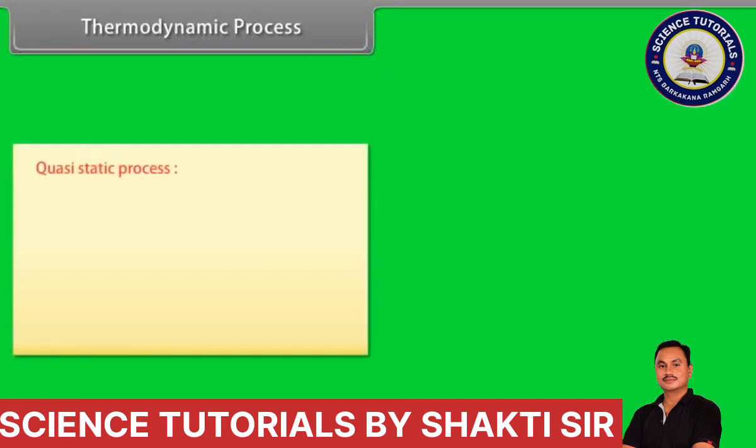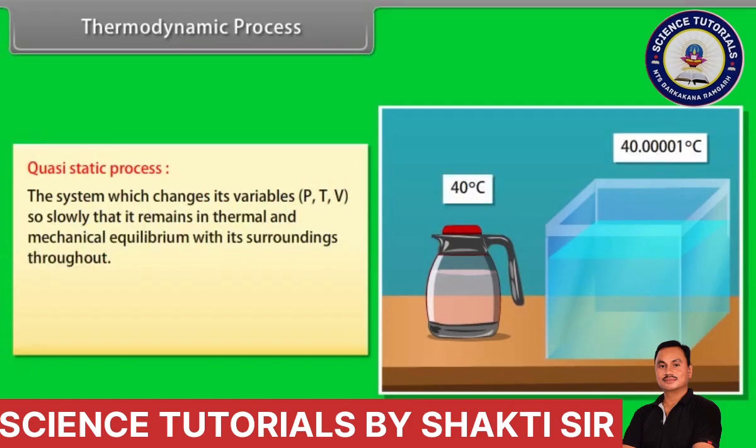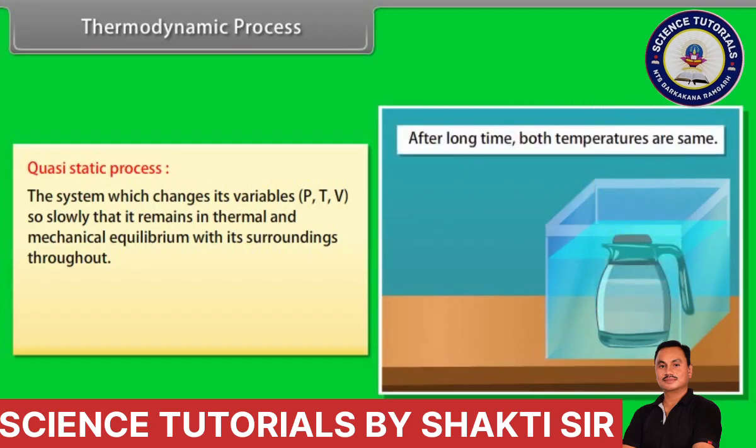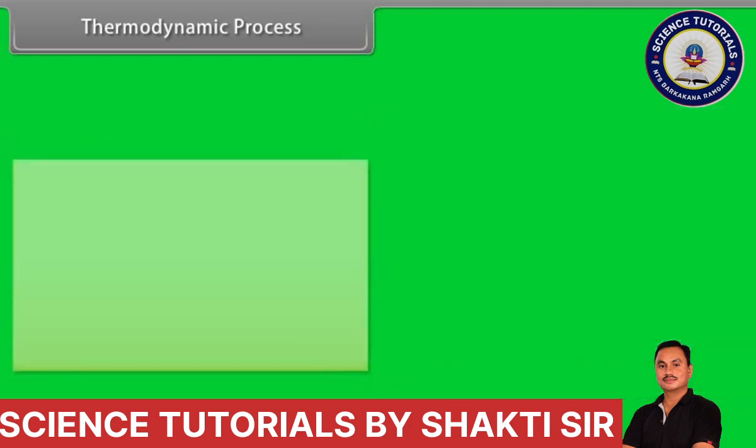Thermodynamic process. Quasi-static process. The system changes its variables so slowly that it remains in thermal and mechanical equilibrium with its surroundings throughout. In a quasi-static process, at every stage, the difference in the pressure and temperature of the system and surroundings is very small.